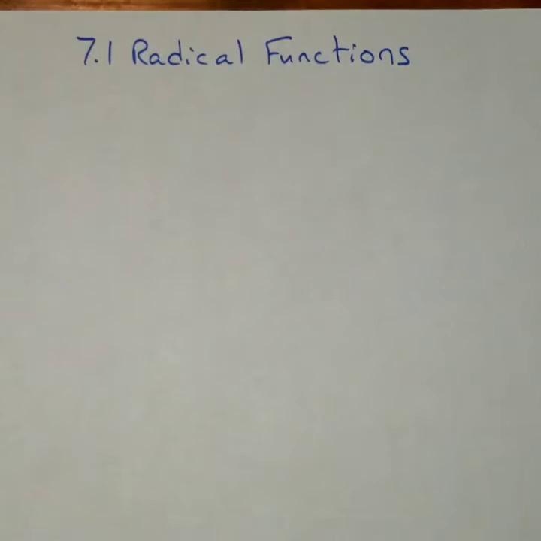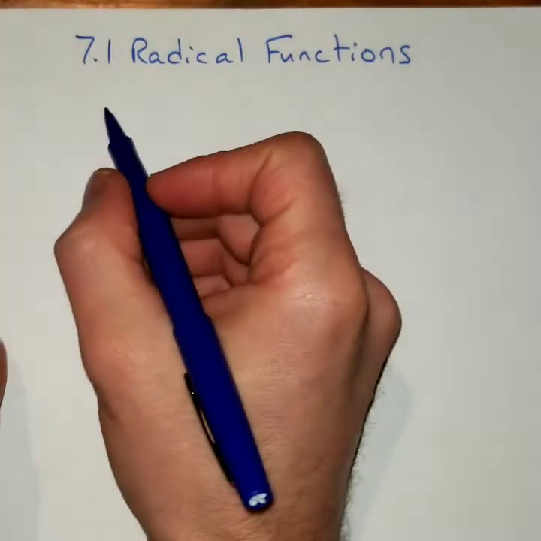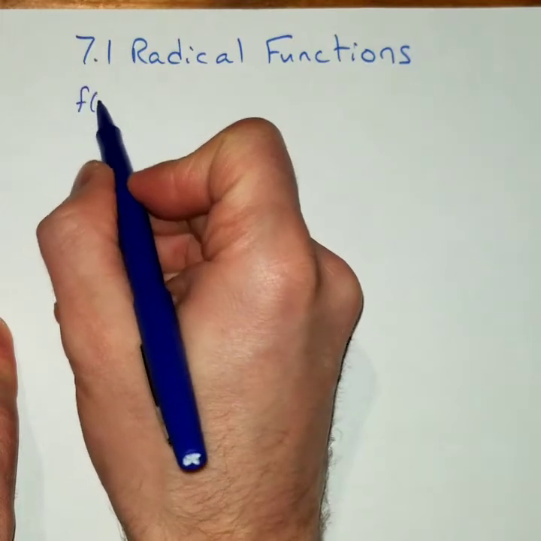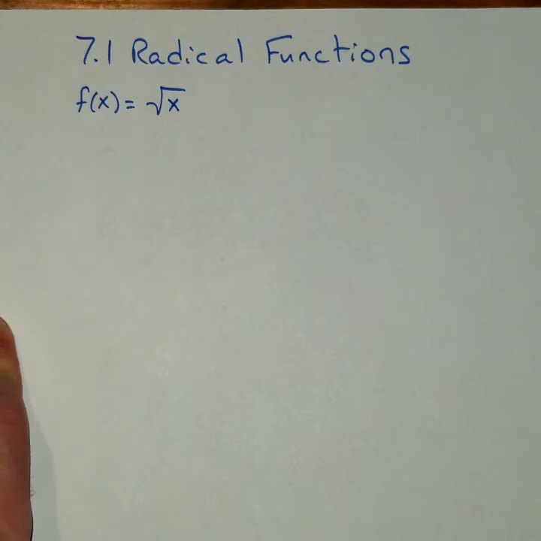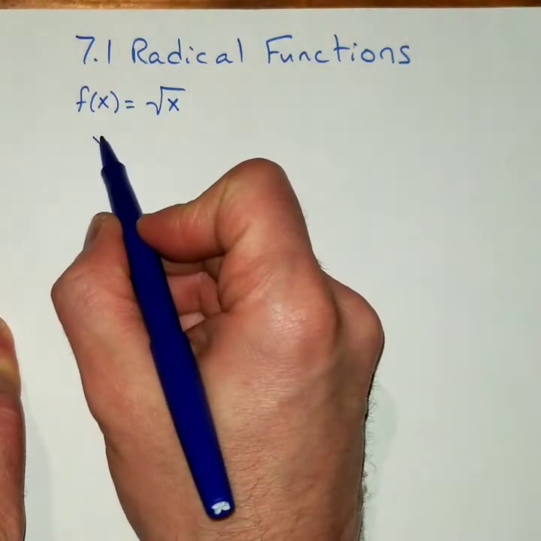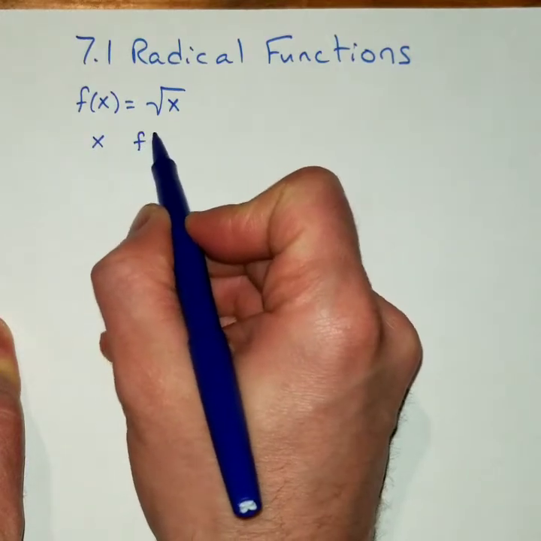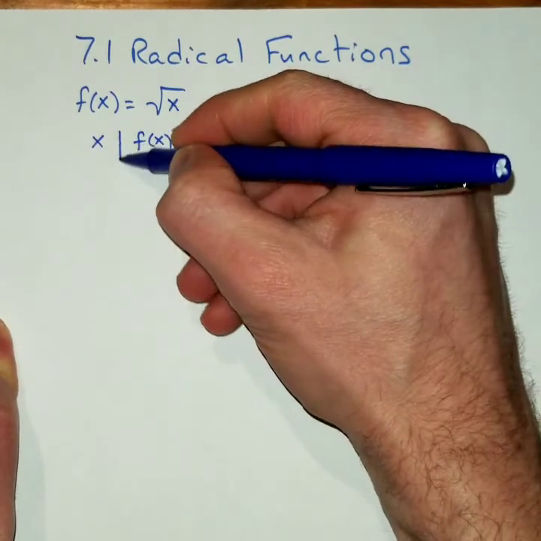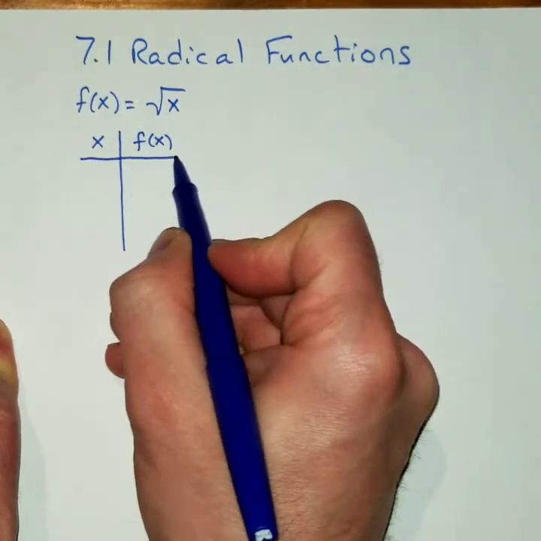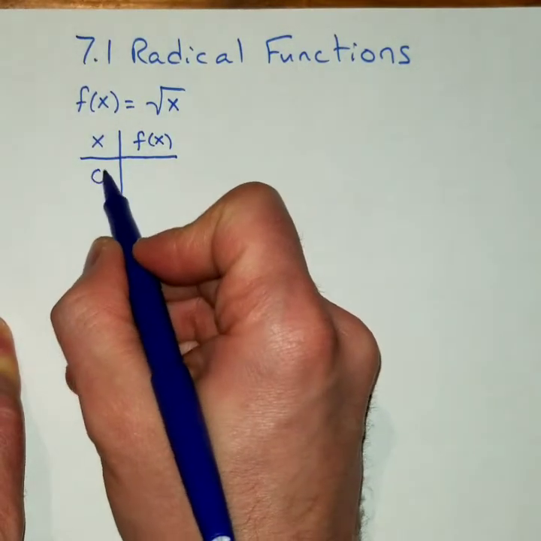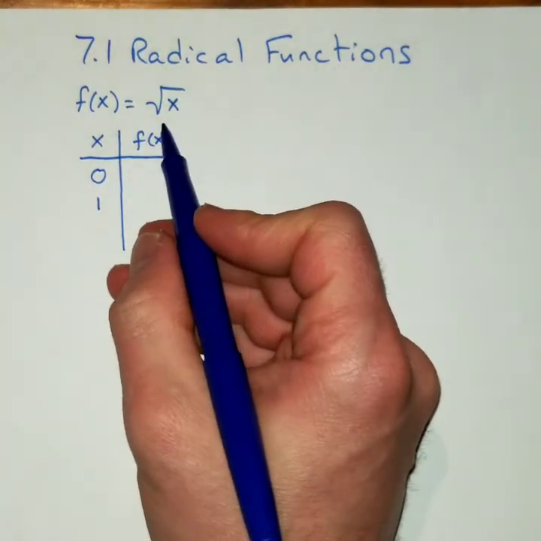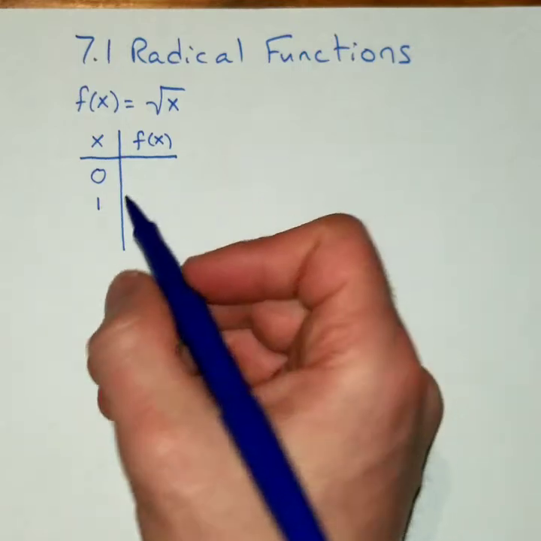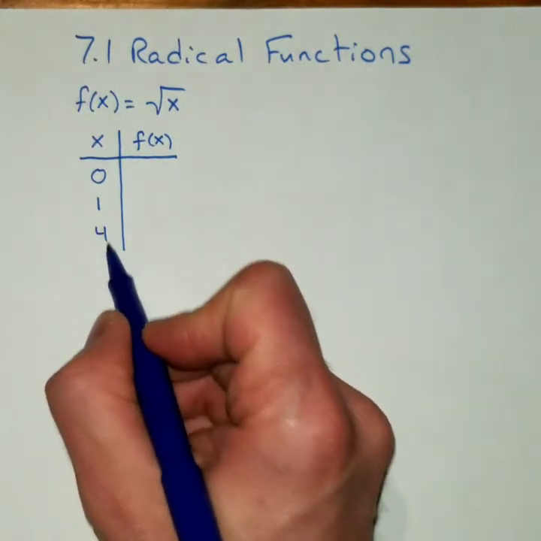So we're going to look at the graphs of radical functions, and I'm going to start off with the function f of x equals the square root of x. Just a real basic function. And if I take an xy table, or I'll call it an f of x table, and plug in some values, I'll start with 0 and 1, and I want some numbers that are easy to take the square root of. So we'll just use perfect squares just to make this simple. So 0, 1, 4, and 9.